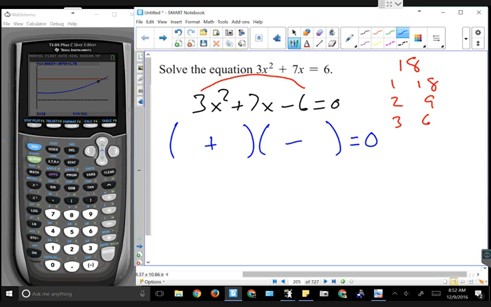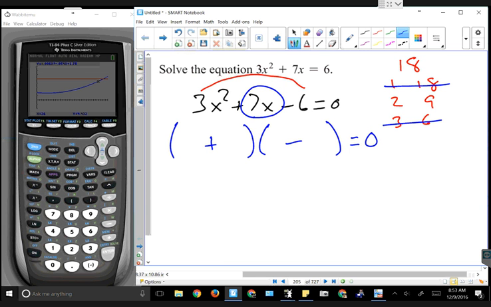Now, because the signs are different, I need to find the difference in a pair of factors that would get me to a 7. Is there a pair of factors that if I take the difference, I get to 7? This is the tricky part, guys. What's the difference between 1 and 18? 17. Is that 7? What's the difference between 3 and 6? Well, the difference between 3 and 6 is 3. Is that 7? No.